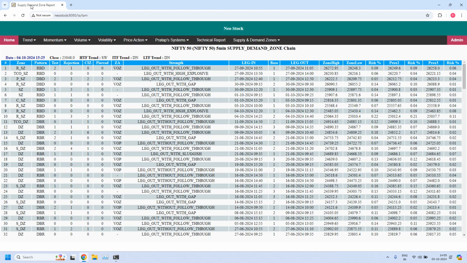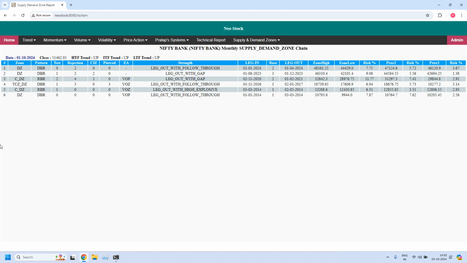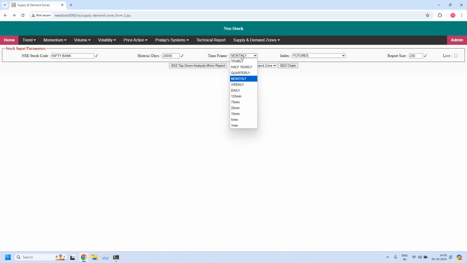Next, let us generate BANKNIFTY supply demand zone chain, changing the name Nifty Bank, that is nothing but BANKNIFTY. And let's start with monthly time frame, generating monthly supply demand zone chain for BANKNIFTY. Okay, the next time frame is weekly, generating weekly supply demand zone chain for BANKNIFTY.